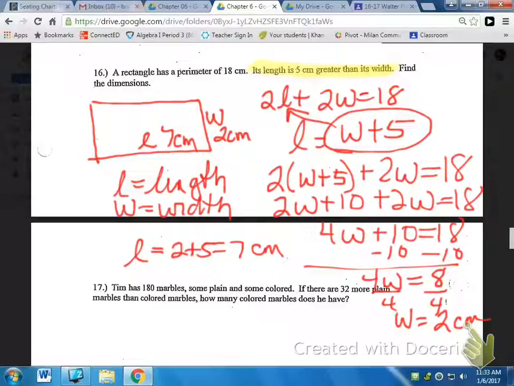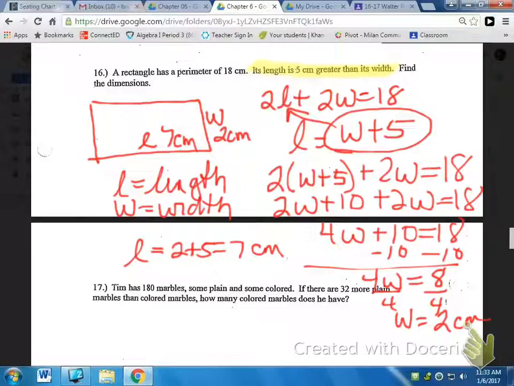Okay, so you have to pull in the formula for perimeter. So you have to know 2 lengths plus 2 widths equal perimeter. They're going to give you one in relation to the other, the length or width. And that's where you get your second equation. Okay, questions about that?